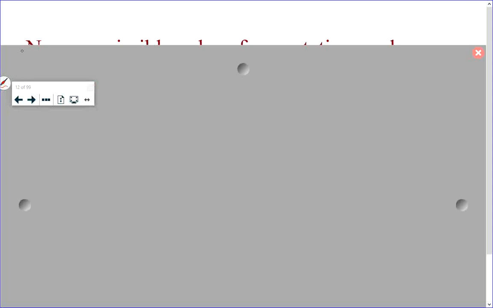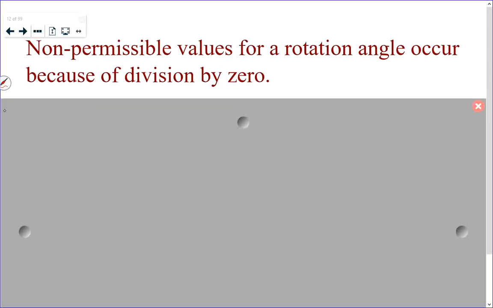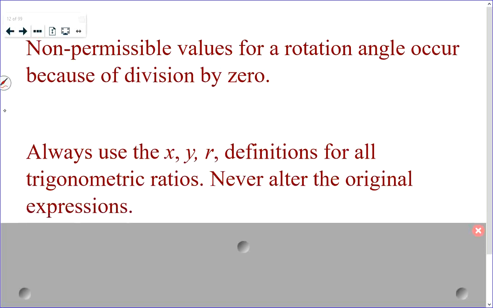First of all, I want to talk about non-permissible values for rotation angles and trigonometric ratios. Ultimately, you get a non-permissible value because you're dividing by 0 somewhere. And all of the trigonometric ratios are defined in terms of x, y, and r. So, for example, tangent is y over x.